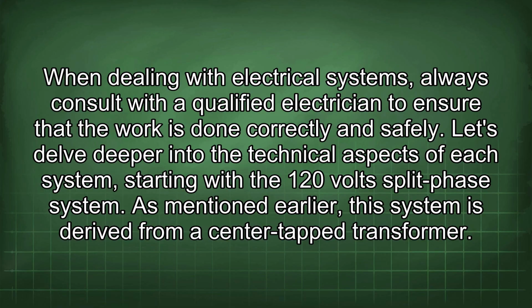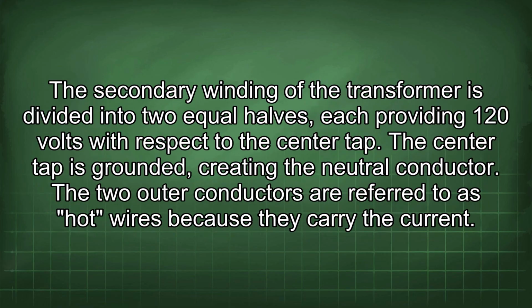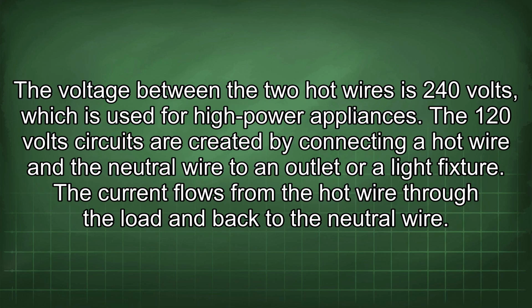As mentioned earlier, this system is derived from a center tap transformer. The secondary winding of the transformer is divided into two equal halves, each providing 120 volts with respect to the center tap. The center tap is grounded, creating the neutral conductor. The two outer conductors are referred to as hot wires because they carry the current. The voltage between the two hot wires is 240 volts, which is used for high-power appliances.